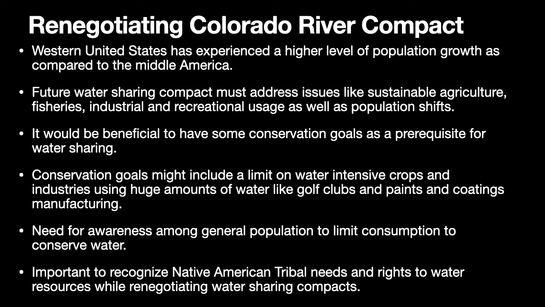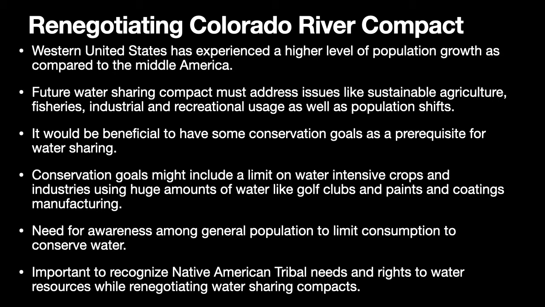So basically, what has happened is that people have moved from the states which have heavy snow in the Midwest to the sunny states in the Western U.S. over the past few years. So this uneven distribution of population, that is the shift of population from Middle America to Western US, has caused an increased demand for water resources in the western part of the country. So future water sharing agreements must pay heed to matters like sustainable agriculture, fisheries, industrial and recreational usage due to the population shifts.